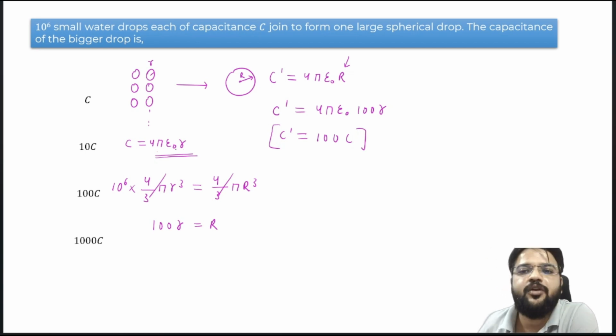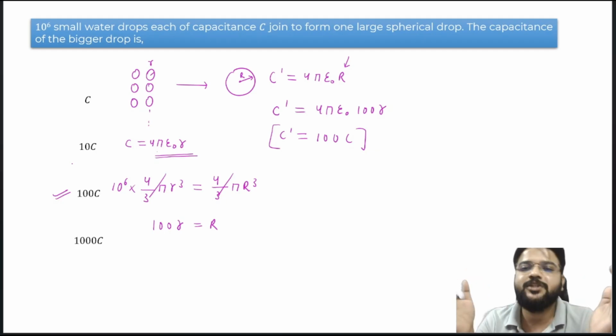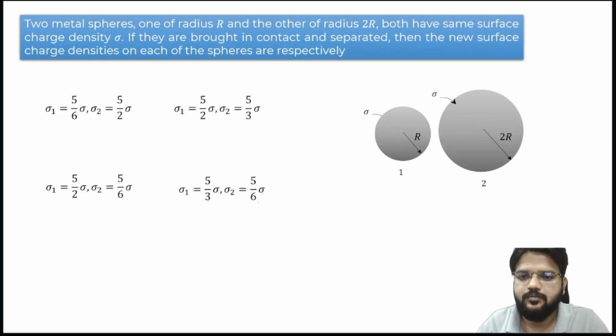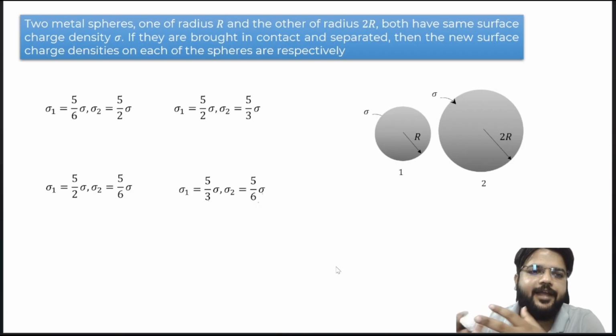So the capacitance of the bigger drop is what? It is 100 C. So the correct answer should be option C. So C is the correct answer for this question. I hope this is clear to everyone. Note down, everyone. Let's see the next question.